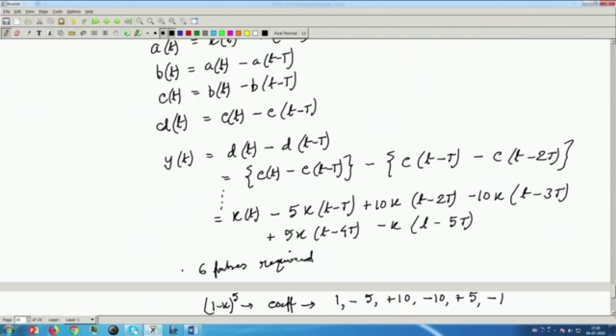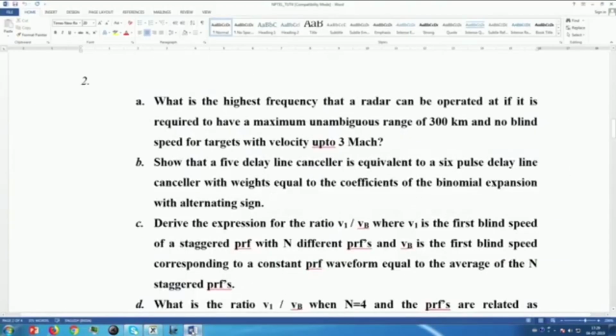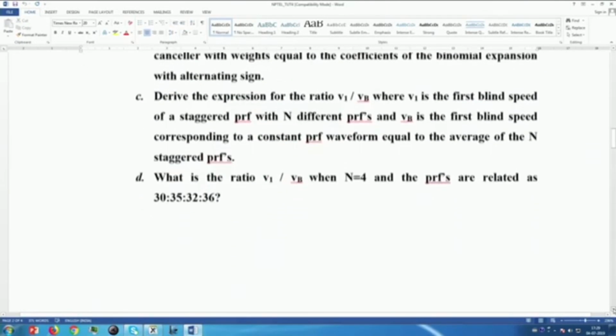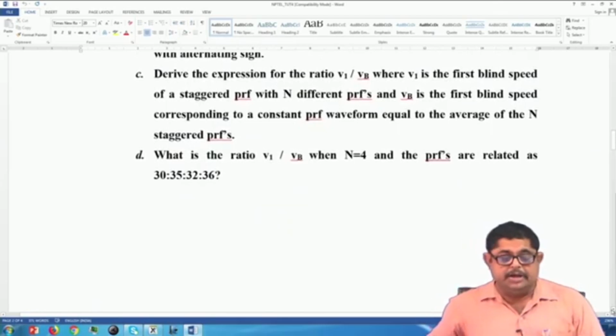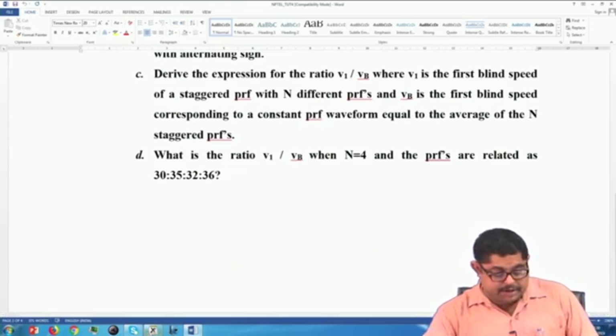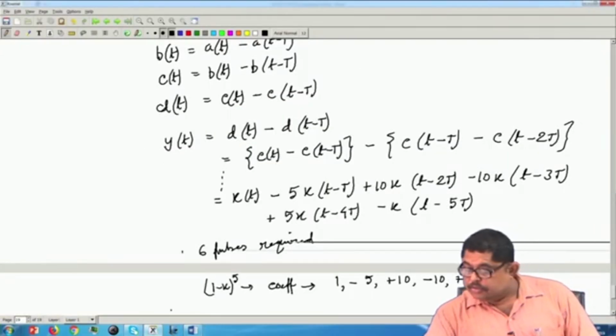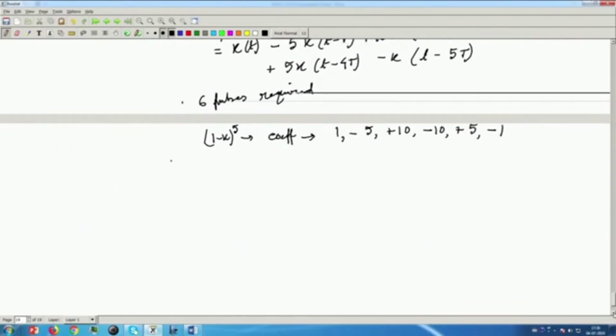But now come to the next part of the problem, this part C. Derive the expression for the ratio V 1 by V b, where V 1 is the first blind speed of a staggered PRF with n different PRFs. This is an important thing. So, let us do that part C.